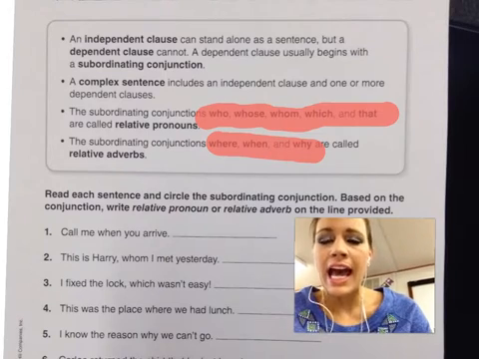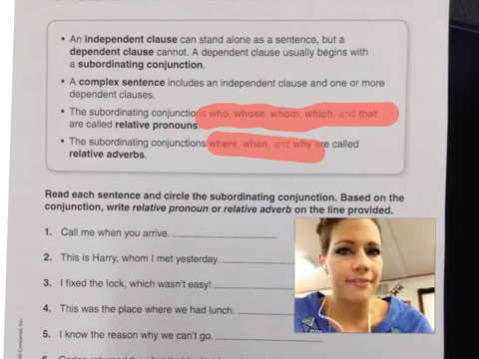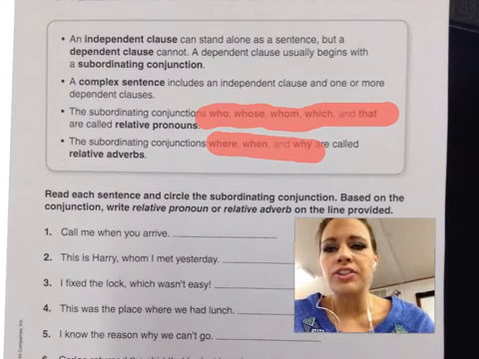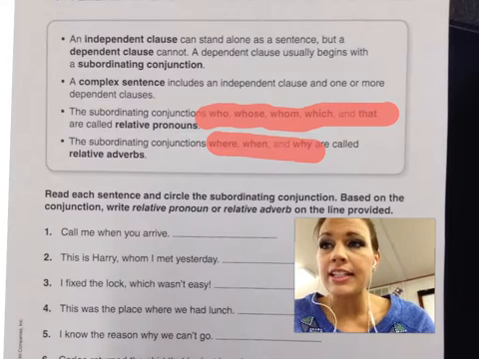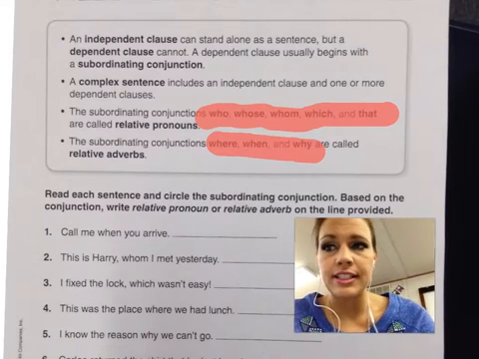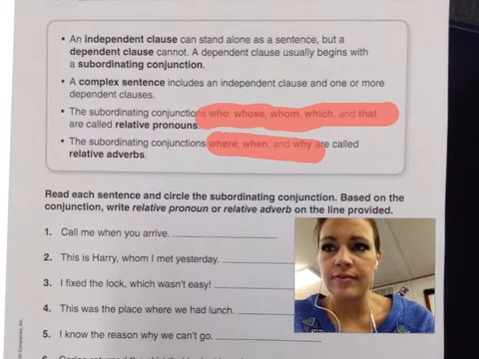So they're not an action word. They tell about the action word. That's why they're called adverbs. Here are your directions for your activity today. You're going to read each sentence. These are complex sentences. You will circle the subordinating conjunction.